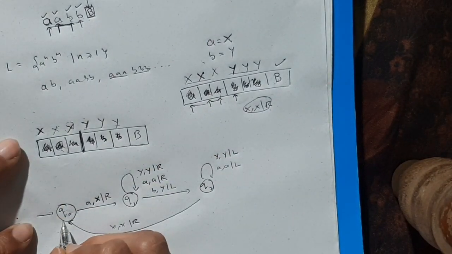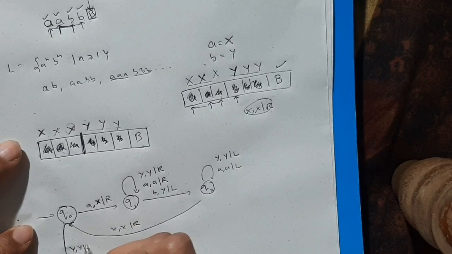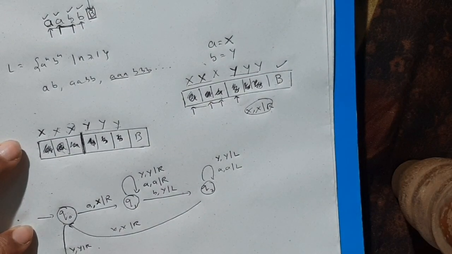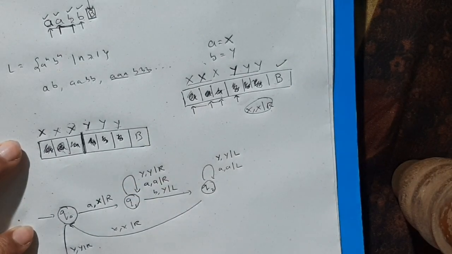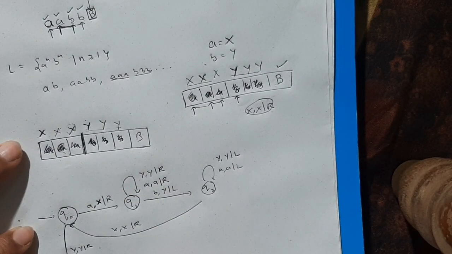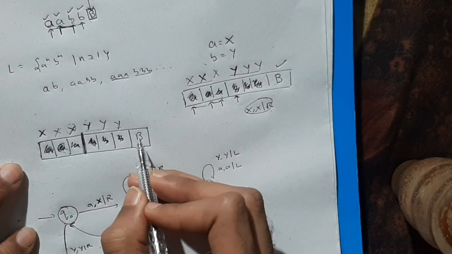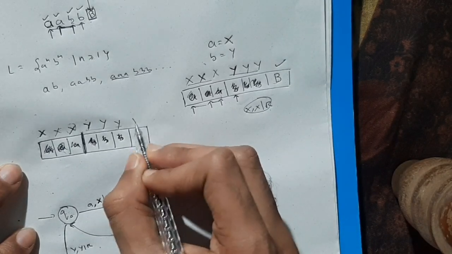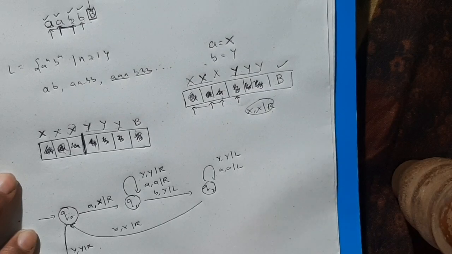From this state I will make a transition for y, until I find b. So I'll make a self loop here: whenever I find y, I just ignore it and move to the last position. Last position means if I encounter b here, I'll rewrite b on it and move to the right. That's the final state, which is known as the halt state.